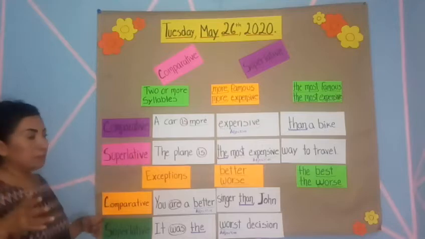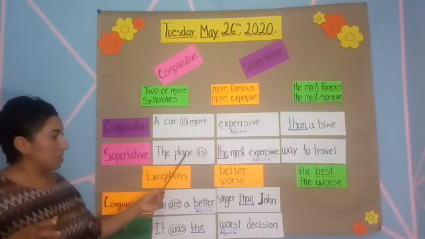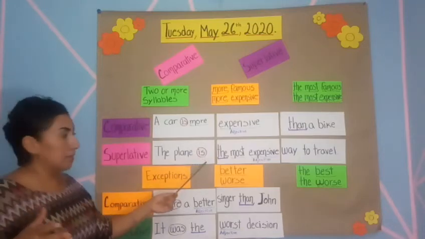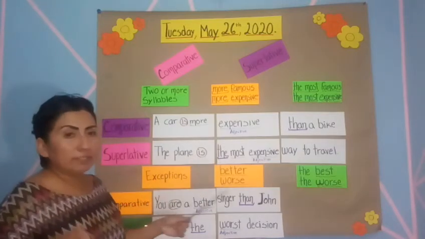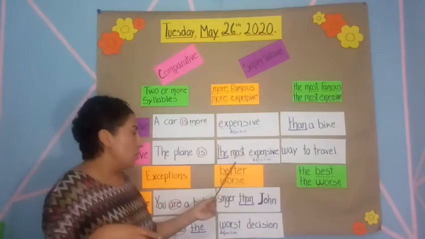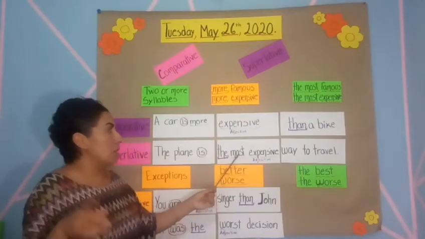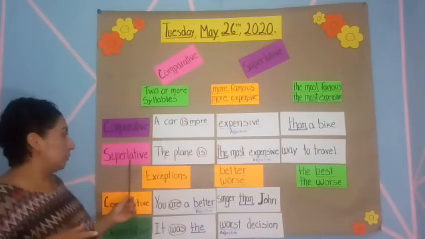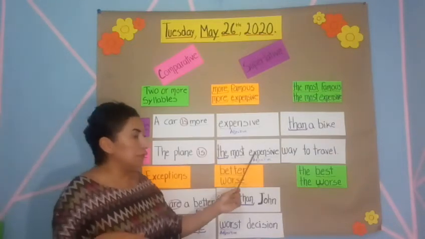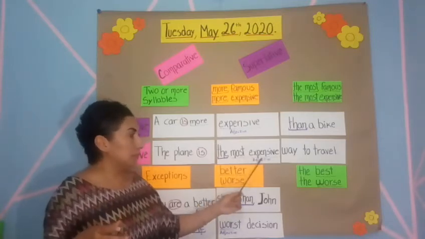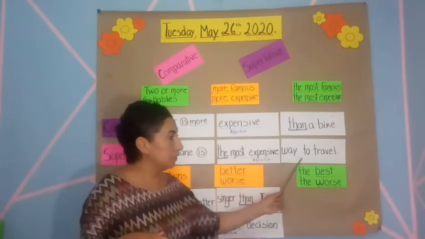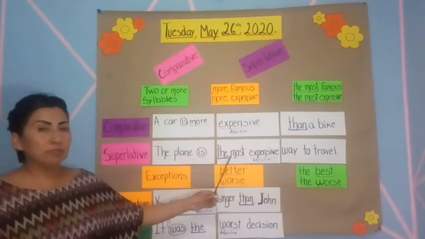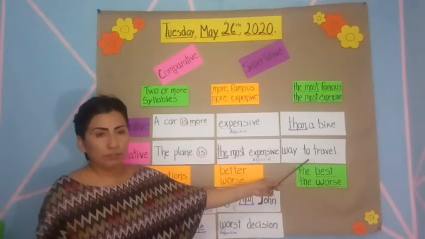When I am talking about superlative form, we are going to use the noun at the beginning, that is plane. Later we are going to use the verb to be in present, that is "is". And don't forget the article "the". And we are going to use "most", not "more". "Most", because I am talking about superlative form, and we have a long adjective, that is expensive. And last one we have the complement and the other noun. The plane is the most expensive way to travel.